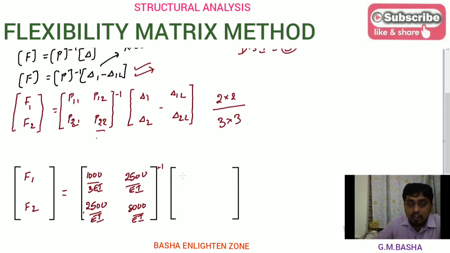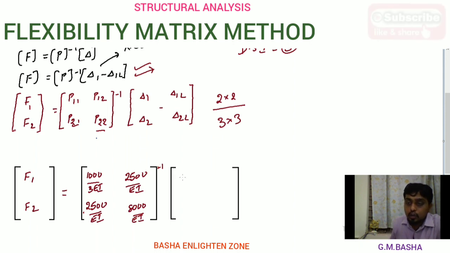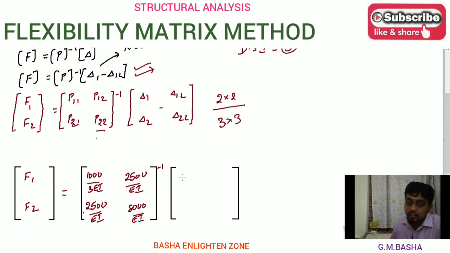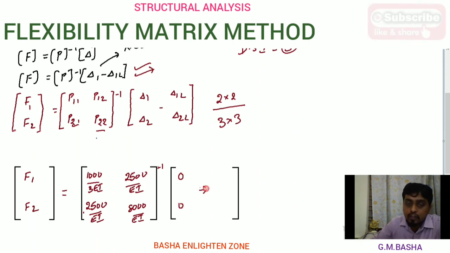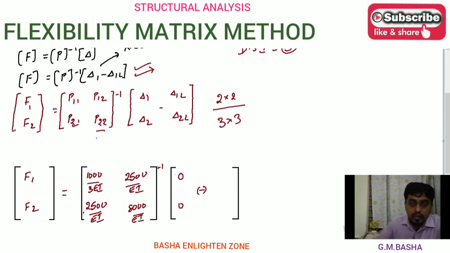Again, this delta 1 and delta 2. I already told you, if sinking of the supports at those particular coordinates is not there in the given question, you take both as 0. I will solve one problem based on that also and give an explanation on that. You will get a clear idea based on that. And again minus here, what about the delta 1L?